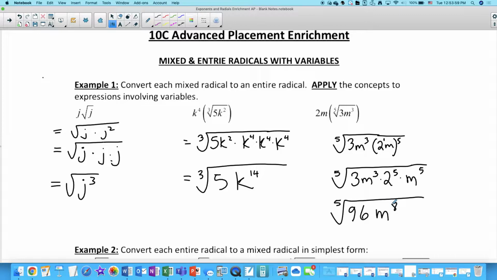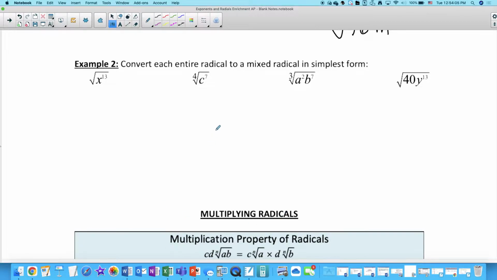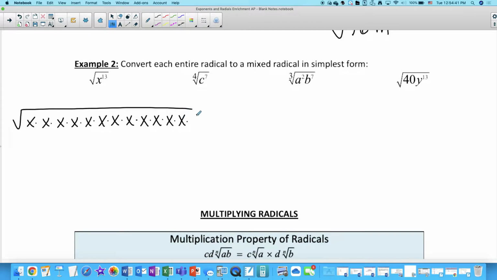Okay, so that's going from mixed to entire. When you are going from entire to mixed, what you want to do is essentially either expand the exponent or the powers on the inside, or visualize the expansion. So if I'm looking at the square root of x to the 13, I'm looking at x multiplied by itself 13 times. So 1, 2, 3, 4, 5, 6, 7, 8, 9, 10, 11, 12, 13.